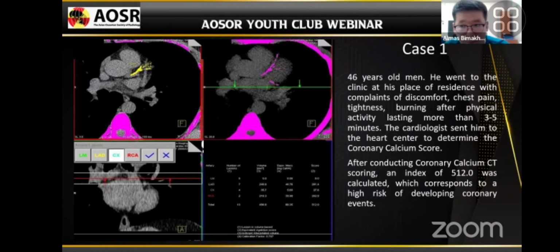Here we can see case number 1, a 46 years old man. He went to the clinic at his place of residence, complaining of discomfort, chest pain, tightness, burning after physical activity lasting more than 3 or 5 minutes. The cardiologist sent him to the heart center to determine the coronary calcium score. After conducting coronary calcium CT scoring, an index of 512 was calculated, which corresponds to a high risk of developing coronary events.